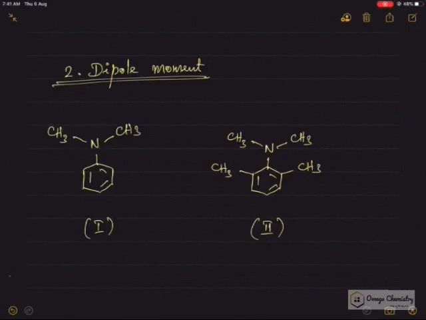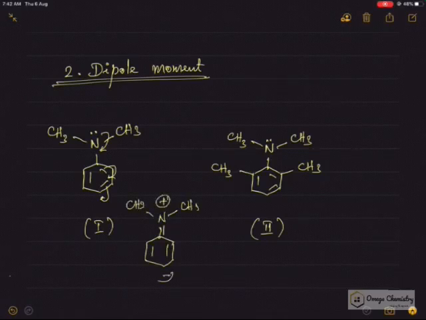So let us see how steric factors impact dipole moment. We have two compounds, and they are aniline derivatives, and of course nitrogen will have a lone pair of electrons, right? So in compound 1, the lone pair of electrons on nitrogen will be involved in resonance, a plus M effect, due to which this bond may come here and this will come here. So one of the resonance structures of compound 1 will look like this, right? So you will have a double bond, and this nitrogen will carry a positive charge, and here it is a negative charge.